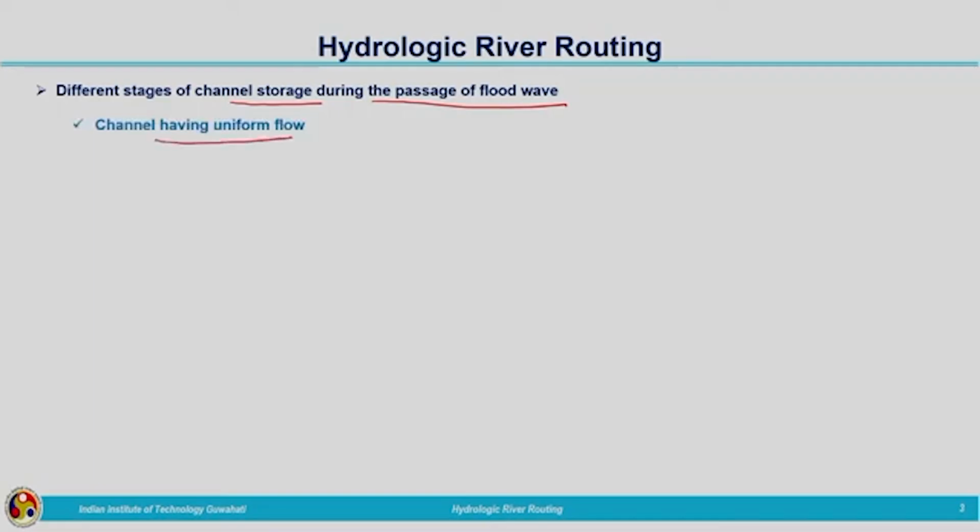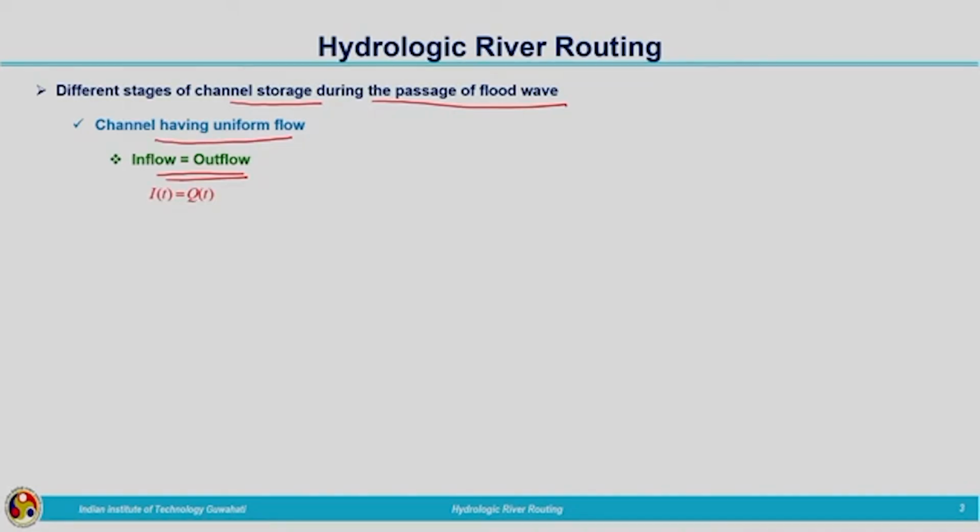Consider a channel having uniform flow. You already know what is meant by uniform flow, that is, with respect to space there will not be any variation in the flow characteristics. If we have uniform flow in a channel, then we can conclude that inflow is equal to outflow. Since there are no changes in the flow characteristics as the space changes, we can consider that inflow is equal to outflow, that is, I_t is equal to Q_t.